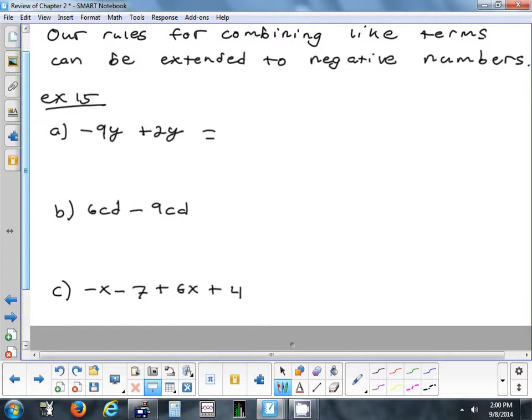Look at that reference sheet, guys. It's not toilet paper to you. Use it. So what's negative 9 plus 2? You need to look at that sheet. Joe?